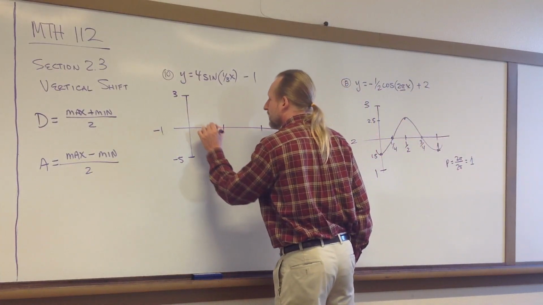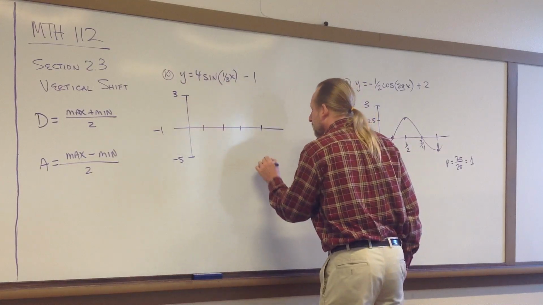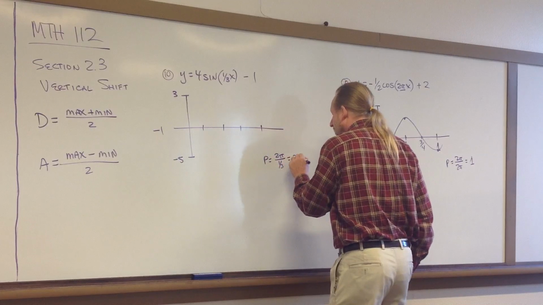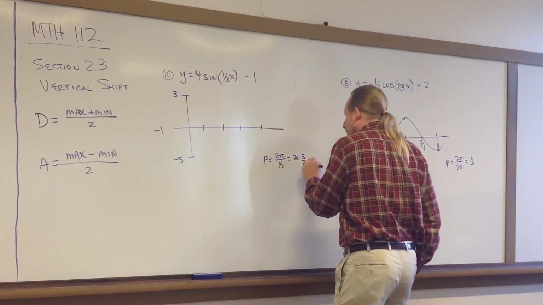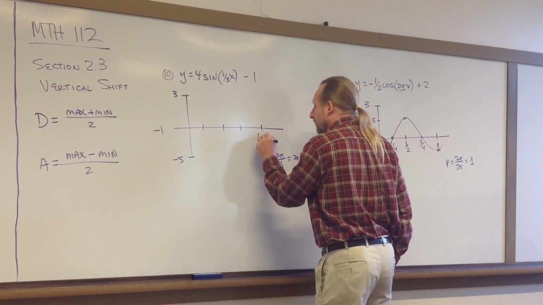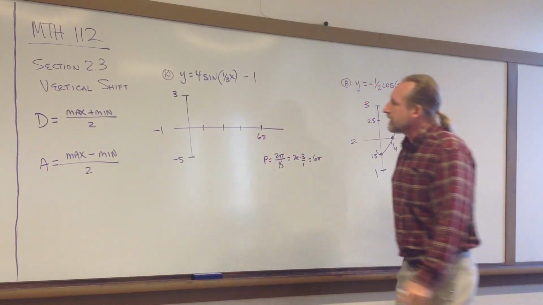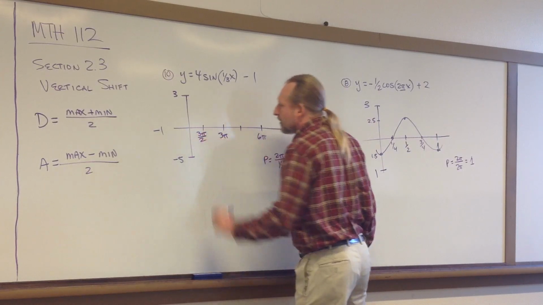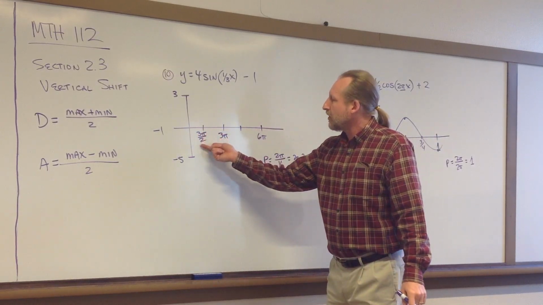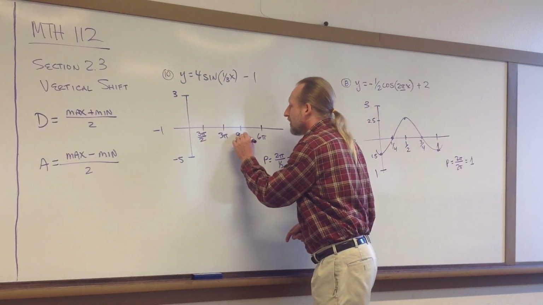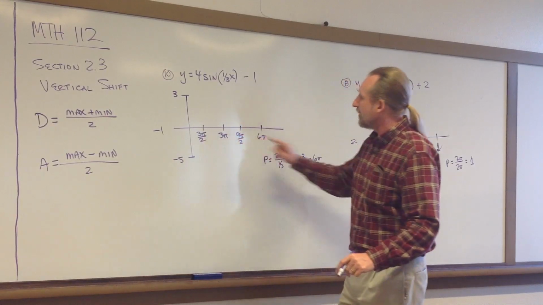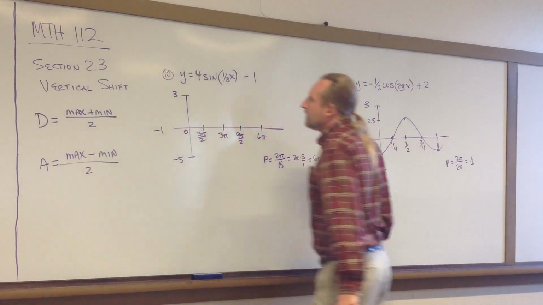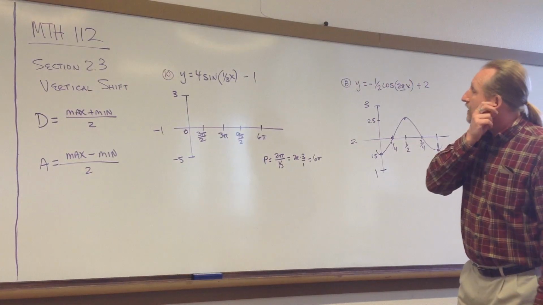And we'll put our period markers in here. The period is 2 pi divided by 1/3. That's 2 pi times 3/1, or 6 pi is the period. So half of that is 3 pi, half of that is 3 pi over 2. So 3 pi over 2, 6 pi over 2, 9 pi over 2, and 12 pi over 2. Those are our critical values along the x-axis. There's our 0 on the x-axis.